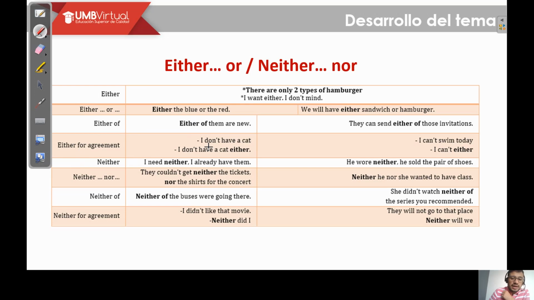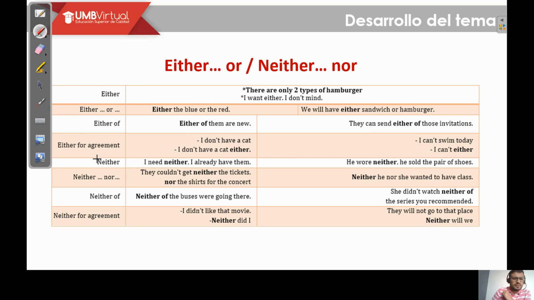Either for agreement. I don't have a cat. I don't have a cat either. In this opportunity, you are saying either to show the agreement with someone or what a person said. I can't swim today. I can't either. That means that you are not able to do it also, like this person said.